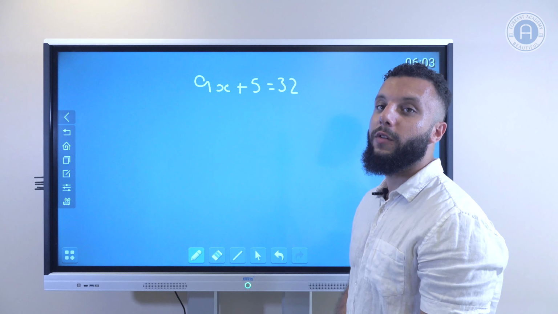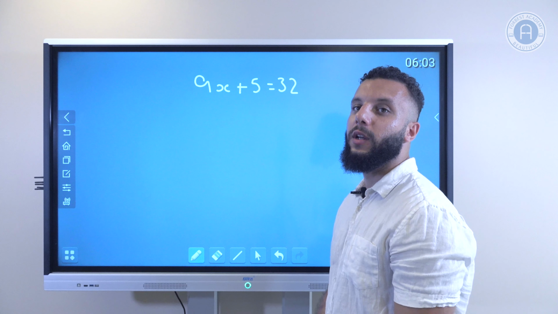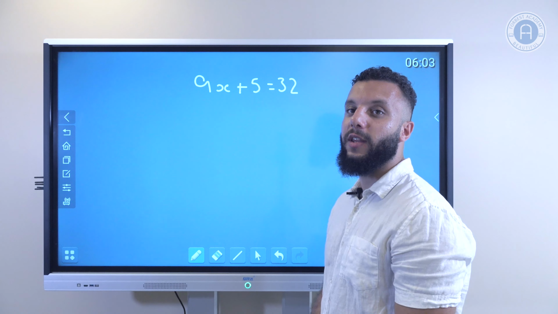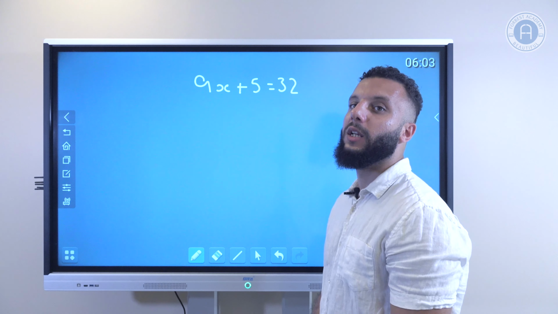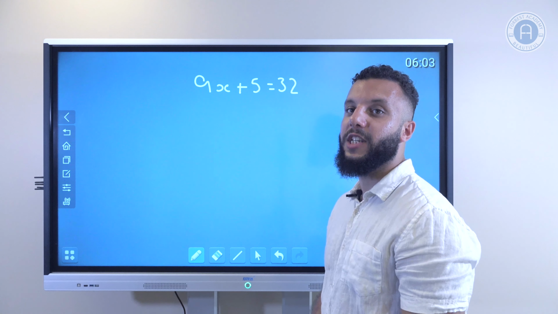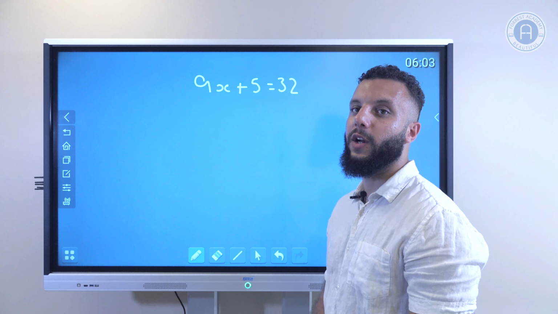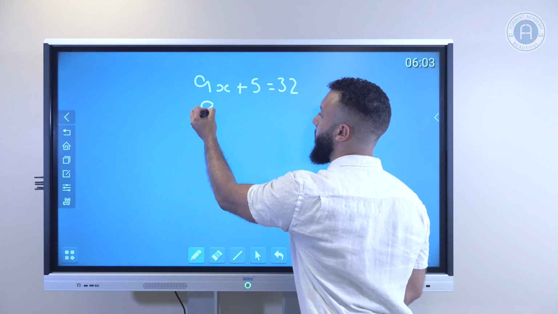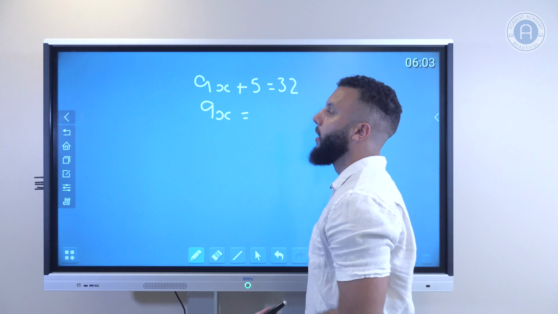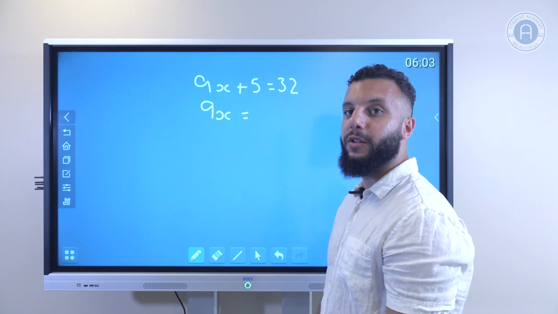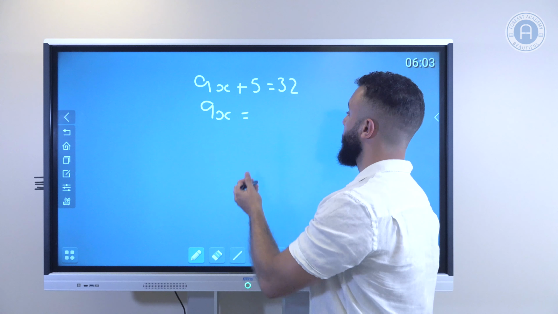And we're looking for the value of 18x plus 5. So solving this equation to find the value of x might be a good start. So let's begin. We'll start by taking away 5 from both sides of the equation. And we do 32 take away 5 to get 27.